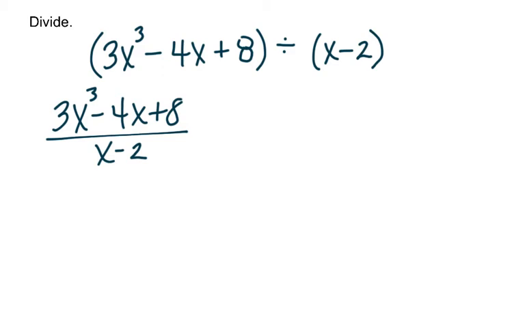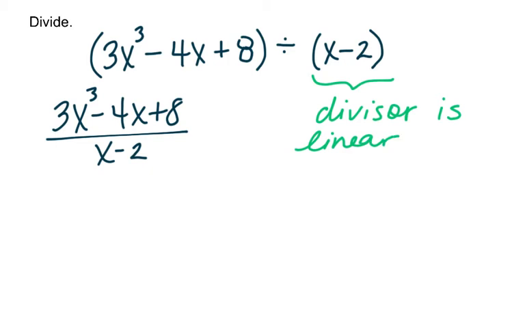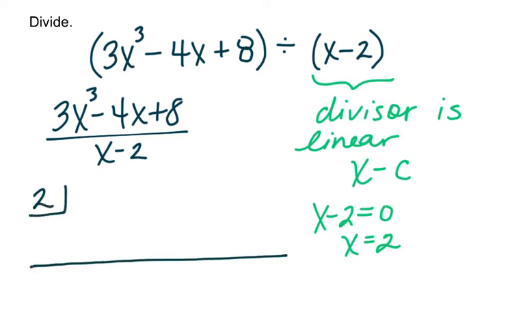So we want to take a look at our divisor here. And we want to notice that the divisor, which is the quantity that you're dividing by, is linear. It's raised to the first power, and more specifically, it's in the form of x minus a constant. If you take x minus 2, the divisor, and set it equal to 0, you'd have an answer of x equals positive 2. So that's the number that we're going to have out in front in the box for our synthetic division.